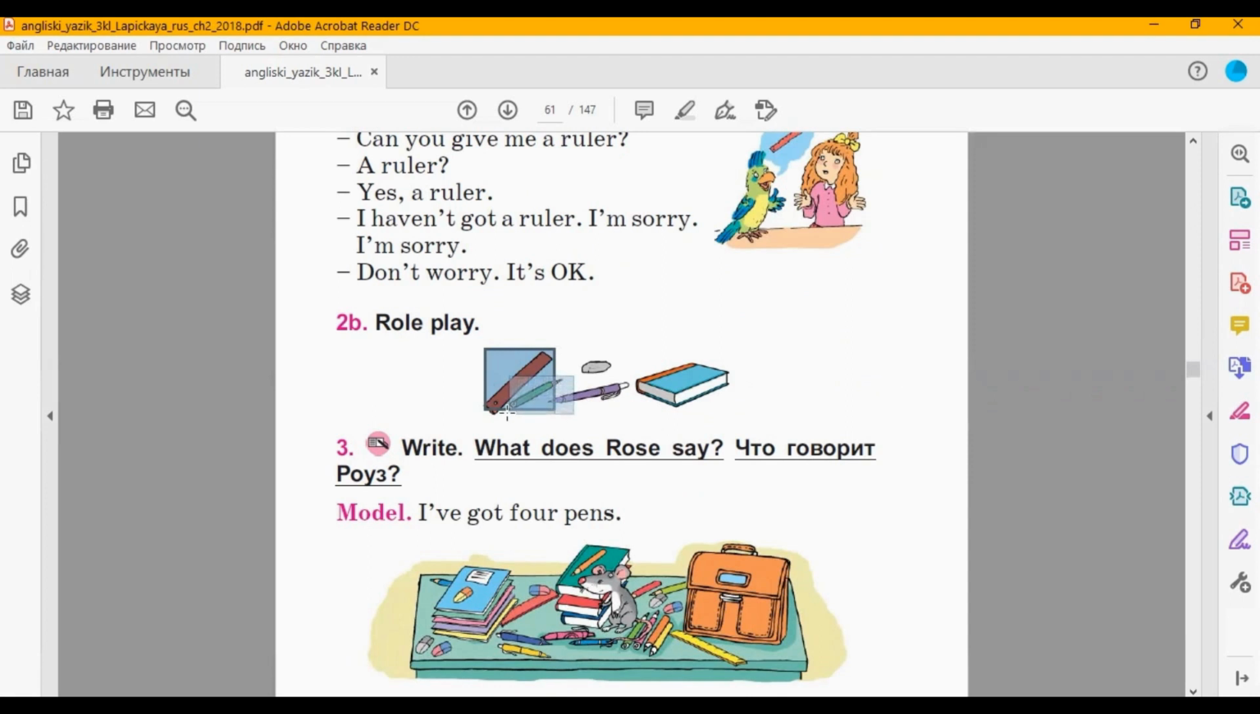I see a pen. Now, let's have a look at exercise 2B. What do you see in the picture? I see a ruler. What do you see? Oh, right you are. You see a pencil.